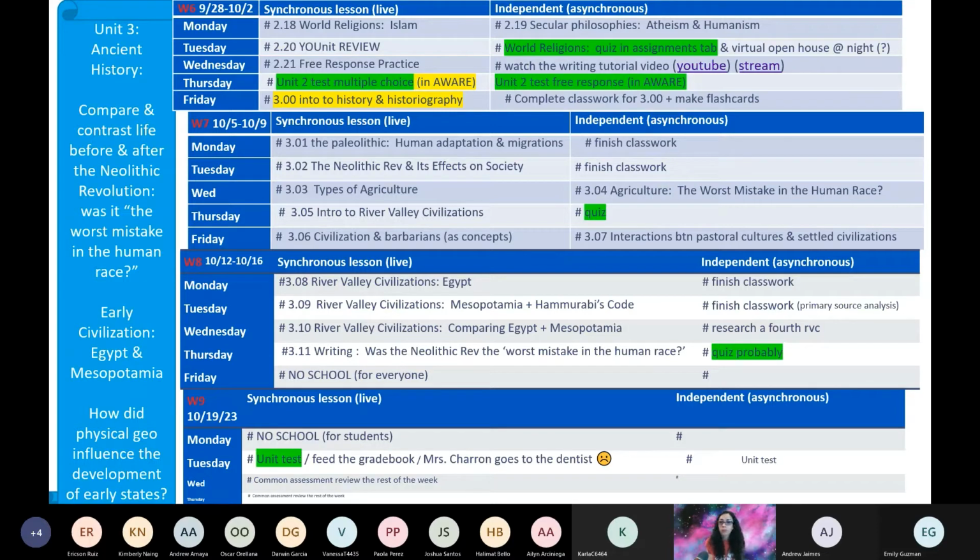You're probably going to have to write about one or the other at some point. 1, was the Neolithic Revolution a good thing or a bad thing? And 2, how did physical geography shape the development of early states, like river valley civilizations that we're going to talk about? So this should be a fun unit.